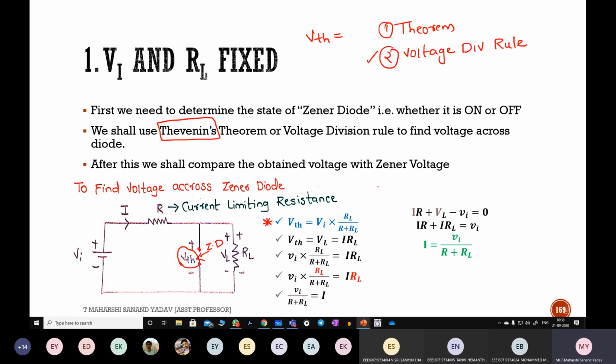Please make a note of this point. I want to find the voltage VTH. This is equivalent to the total voltage into the opposite resistor by the total resistance. Now, I want to find VTH. What is the total voltage that we are applying? Is it input or VTH?